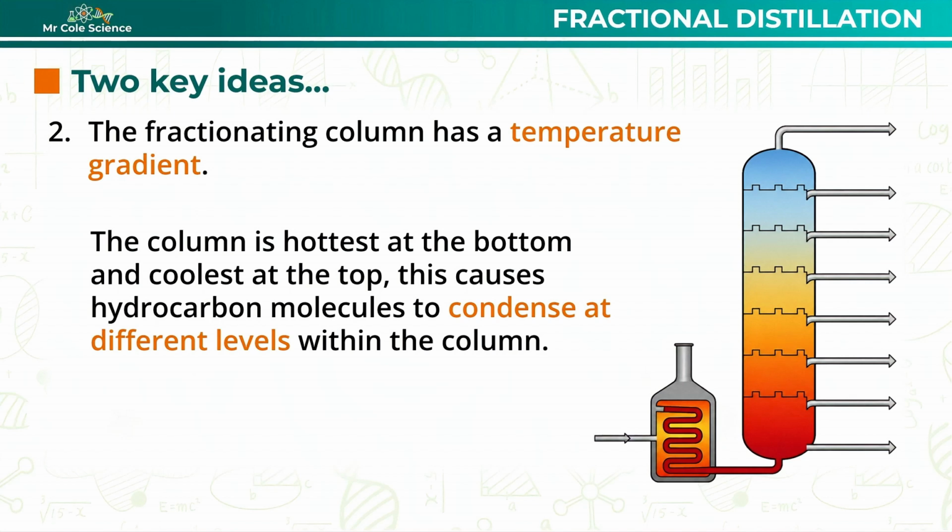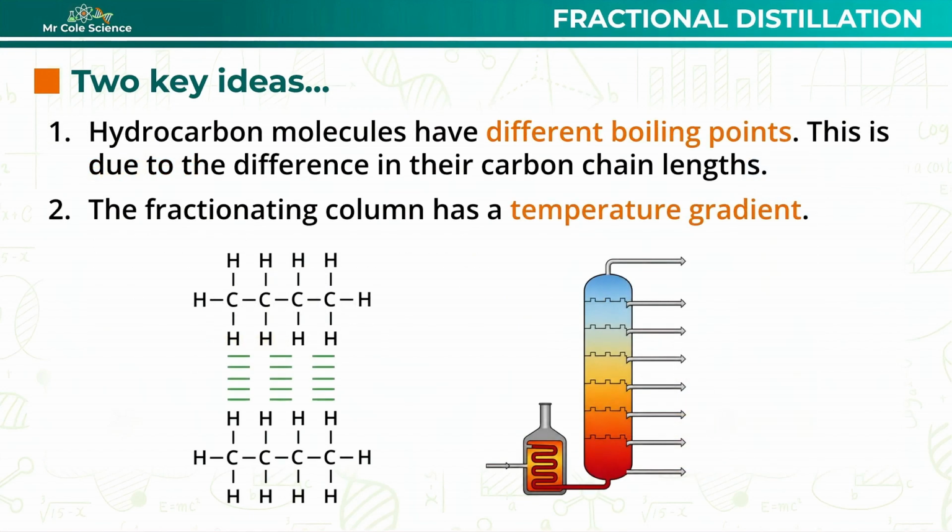Larger hydrocarbon molecules, with their higher boiling points, condense lower down, while smaller hydrocarbon molecules, with their lower boiling points, continue travelling further up the column before eventually condensing. And it's the combination of these two ideas that makes fractional distillation possible. Different boiling points determine when each hydrocarbon condenses, while the temperature gradient determines where in the column that happens.